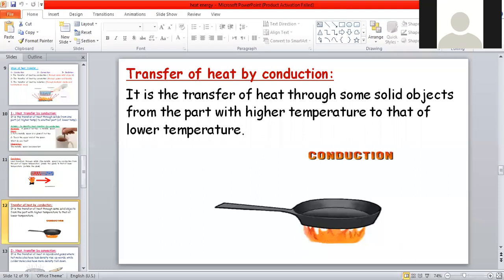So that is the transfer of heat by conduction. What does it mean? It's the transfer of heat through solid objects, from the part at higher temperature to the part at lower temperature.